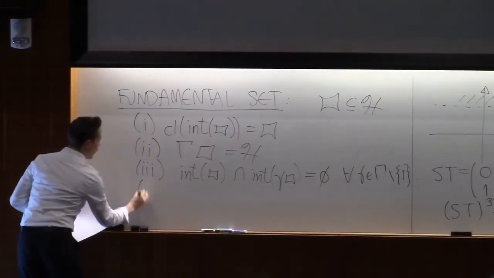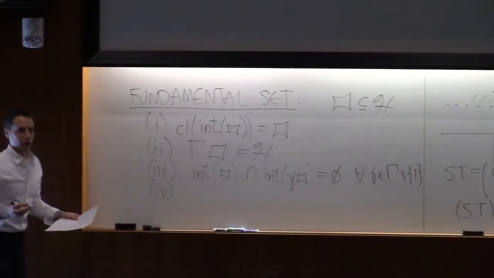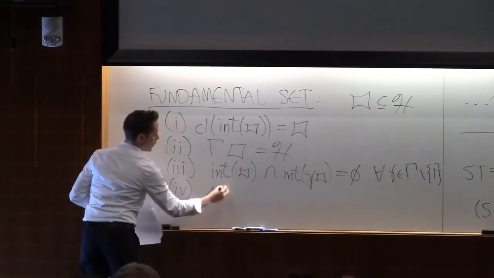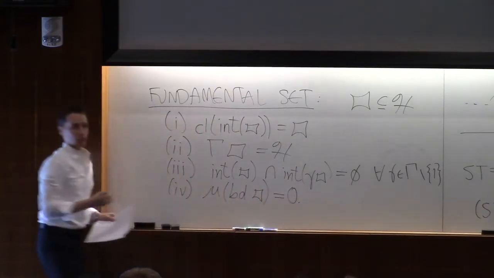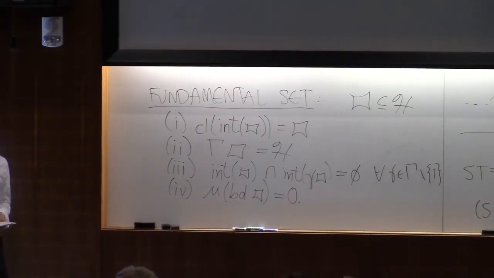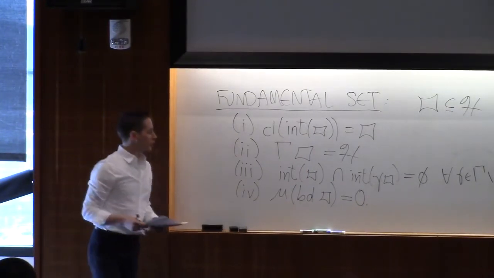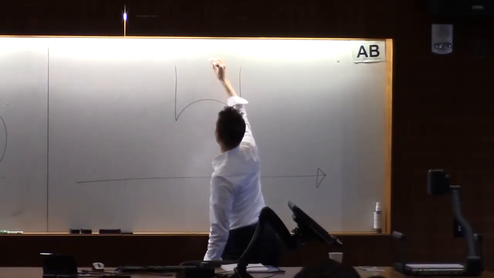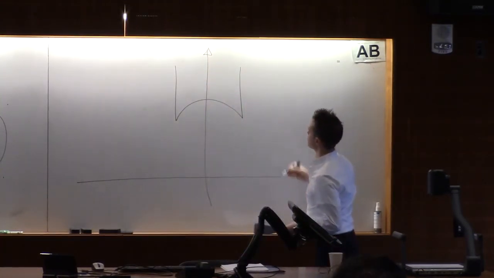And lastly, I don't want you to try to do something weird on the boundary with some bizarre space-filling curve or something stupid like that. So I ask that the area of the boundary is 0. This is the hyperbolic area. This is a subset of the upper half plane, so it makes sense to ask about its area. I want it to be area 0. That's what it means to be a fundamental set. So this picture here is supposed to be a fundamental set for the upper half plane.